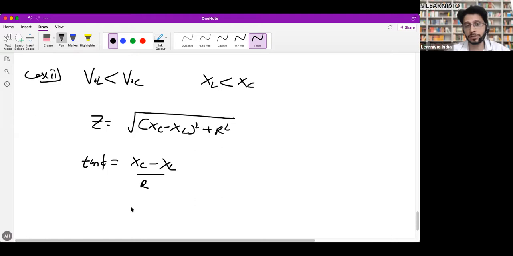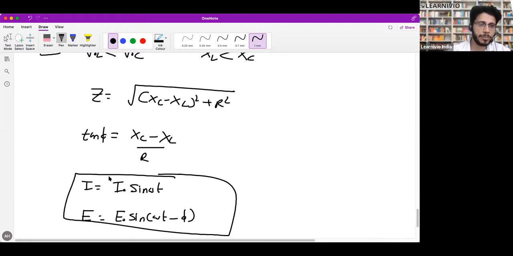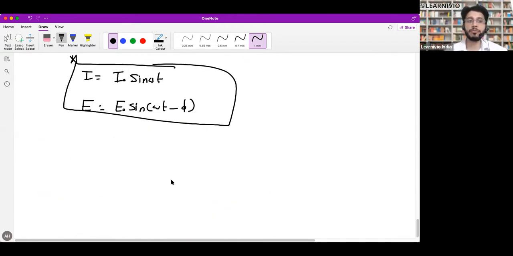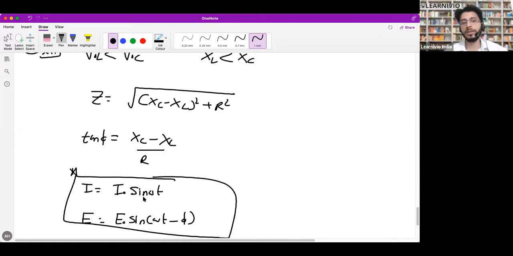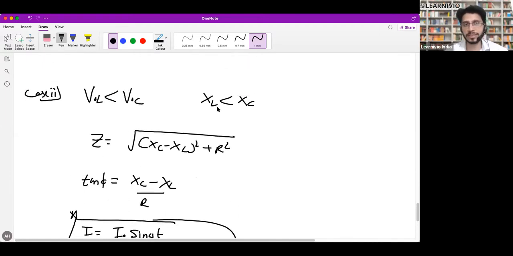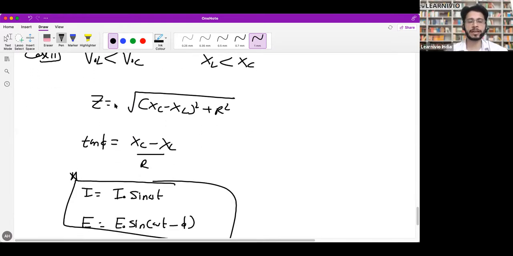Only one major change: if the equation of current is I naught sine omega t, now the EMF will not lead, the EMF will lag: I naught sine omega t minus phi. So this is the major difference between XL greater than XC and XC greater than XL. When XL is greater than XC, the EMF will lead the current, but when XC is greater than XL, then the EMF will lag. Note it down, then we will start calculations.